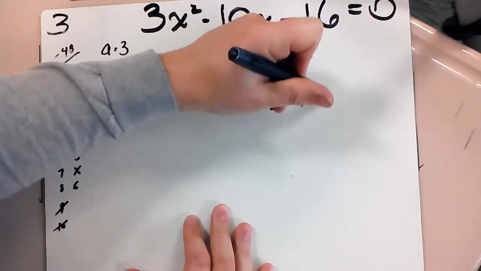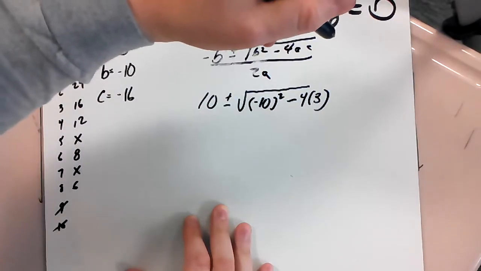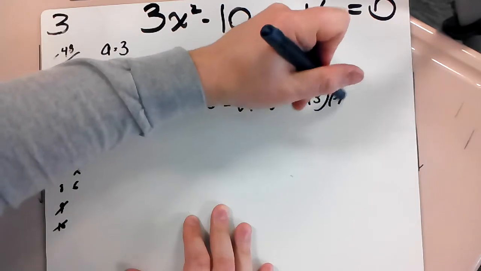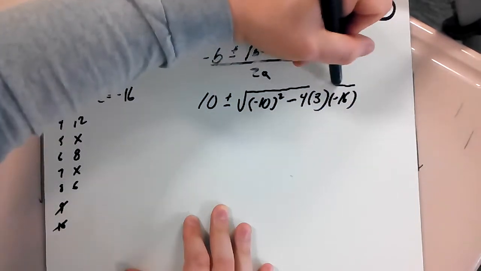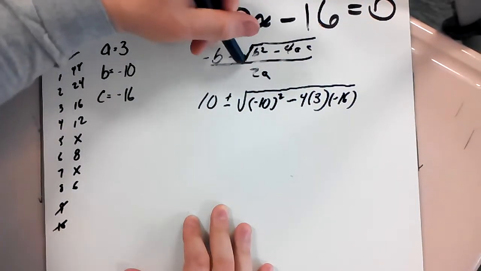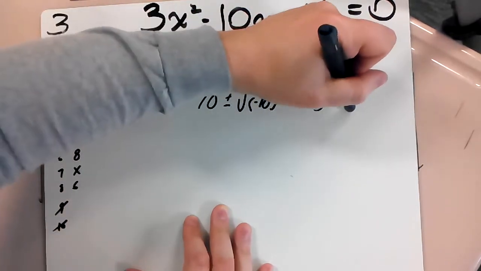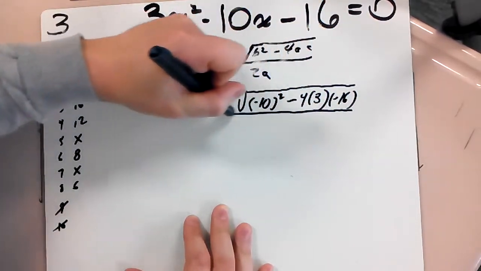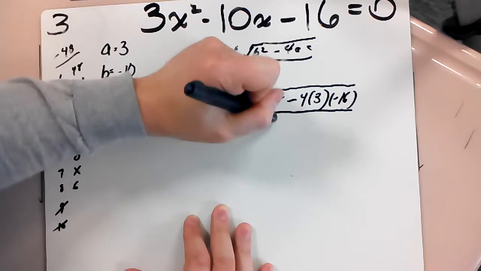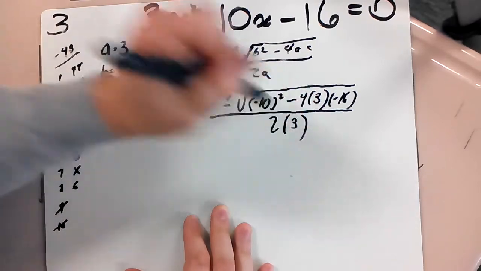Then 4, 3, and then negative 16. Oops, I'm wiping this off as I write. The trials and tribulations of being left-handed. So that's 2 and 3.